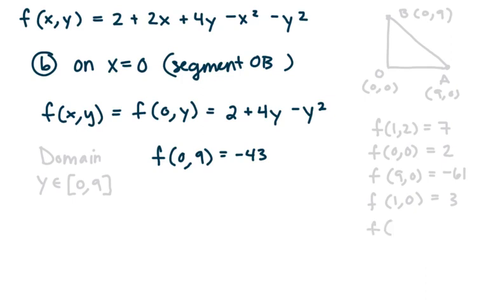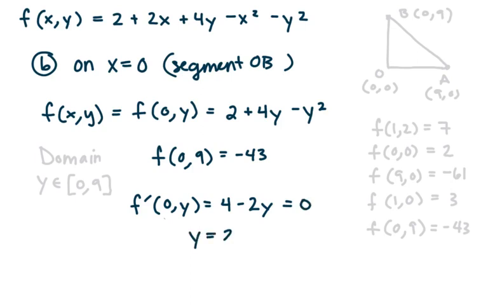So I've got that point. I'm going to go ahead and list that over here. I've got f of 0, 9 is negative 43. And like I said, I don't need to consider 0 because I've already considered 0, 0. So I don't need to plug in 0 for y. Now we need to see if there are any critical points on this boundary. And that involves us, again, taking the derivative. So f prime of y, I should really write 0, y, gives me 4 minus 2y. And if I solve that equal to 0, I end up with y equals 2.